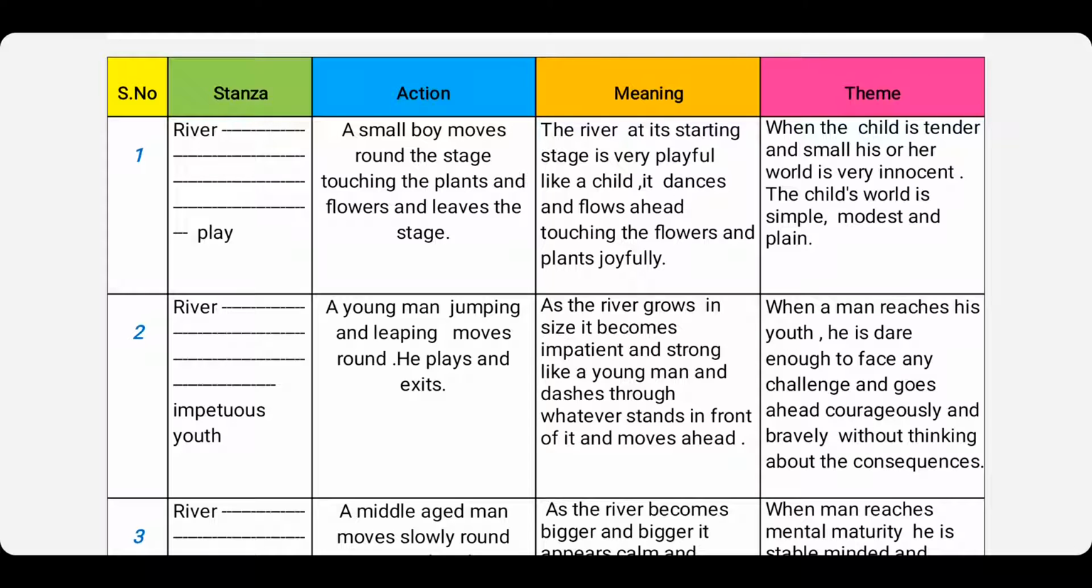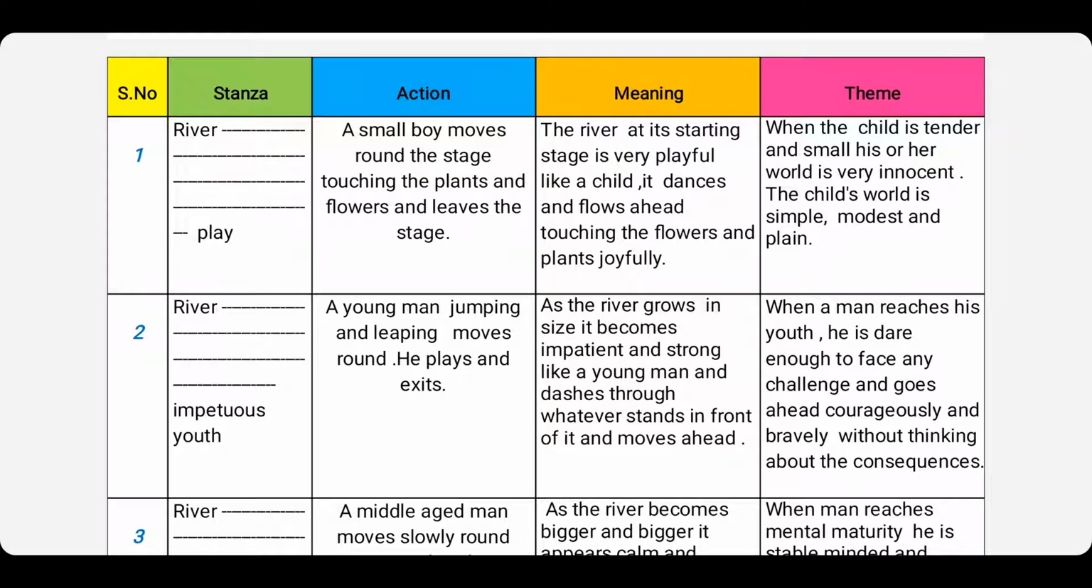So what that small boy is doing is, we have put some cutout on the stage, isn't it? So he is going to touch all those plants, and here the river, the blue cloth and all the plants over there, and he goes round the stage touching all these things, and he leaves the stage. That means he is denoting the river, how the river is moving like a small child. Like that, the small boy is also moving around touching all the plants. That is what the comparison is given in the first para.